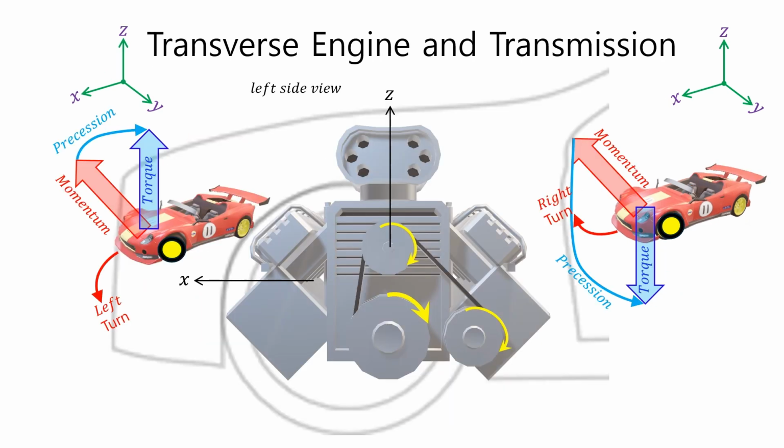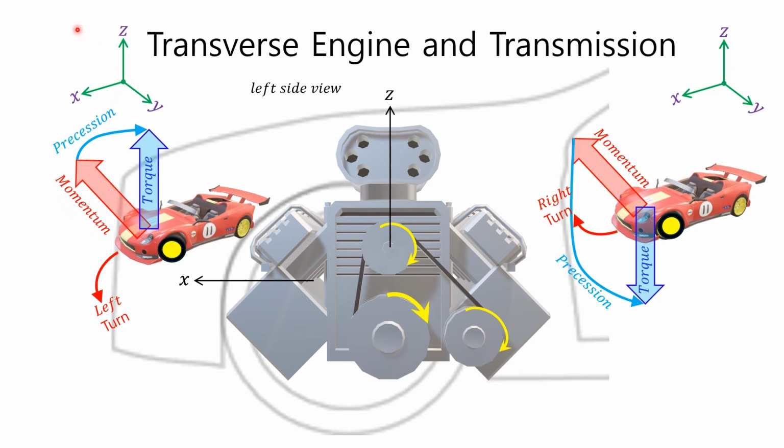What happens in the case of the transverse engine, transmission, and motor? The engine in the figure is a side view from the left side of the vehicle. The transverse engine, transmission, and motor all rotate about the negative y-axis, which is toward the right side. First, let's assume that all powertrain components rotate about the negative y-axis, as shown in the figure. Therefore, the angular momentum axis points toward the negative y-axis.